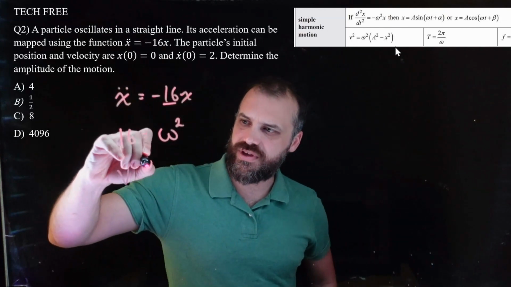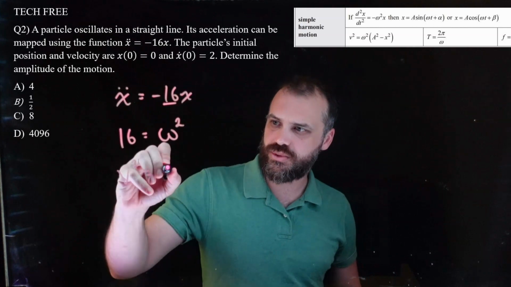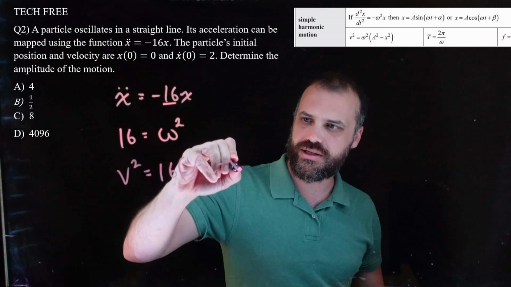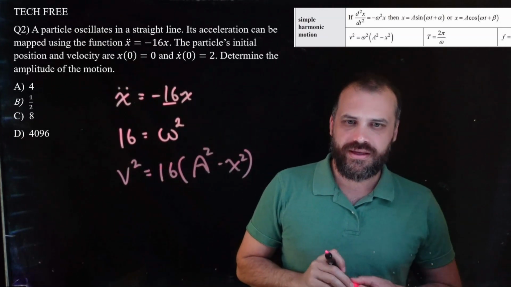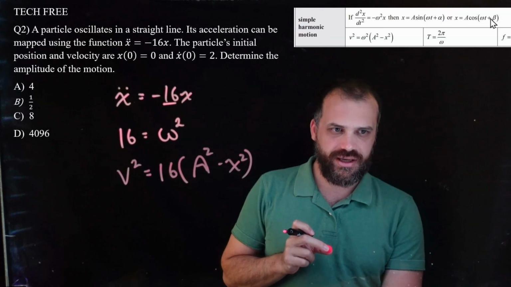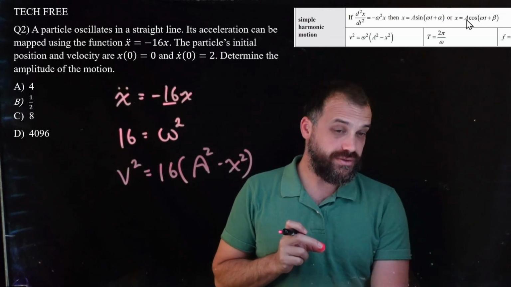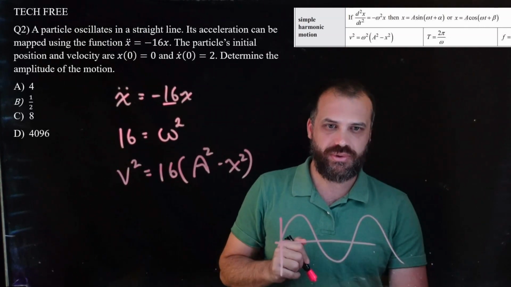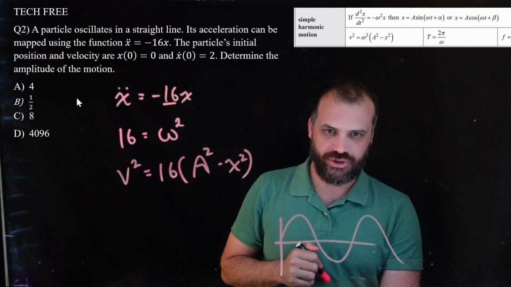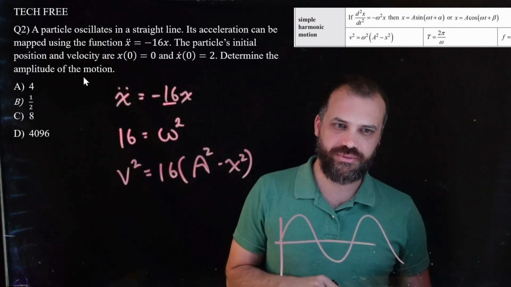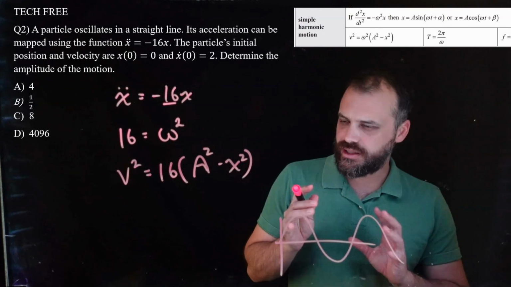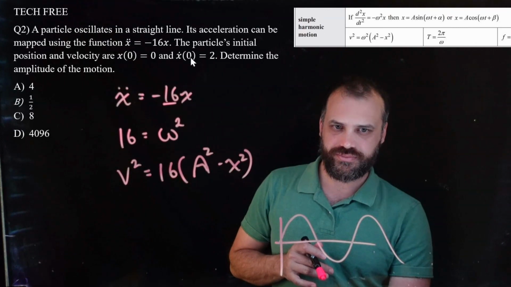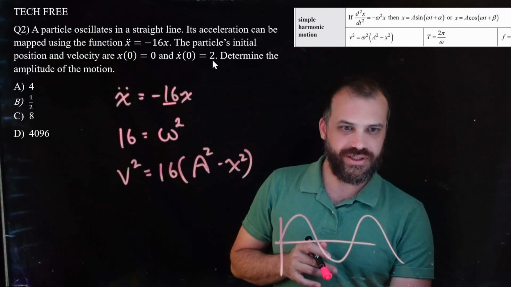So I can say that v squared equals omega squared, which is 16, and then this capital A squared minus x squared. Now that A right there, that is the same as that A there, which is the amplitude of our motion, which is the thing that we want to know. Determine the amplitude of the motion. So we really want to know what that is. Now, luckily we are given some information. We are told that the velocity when x is equal to 0 is 2.